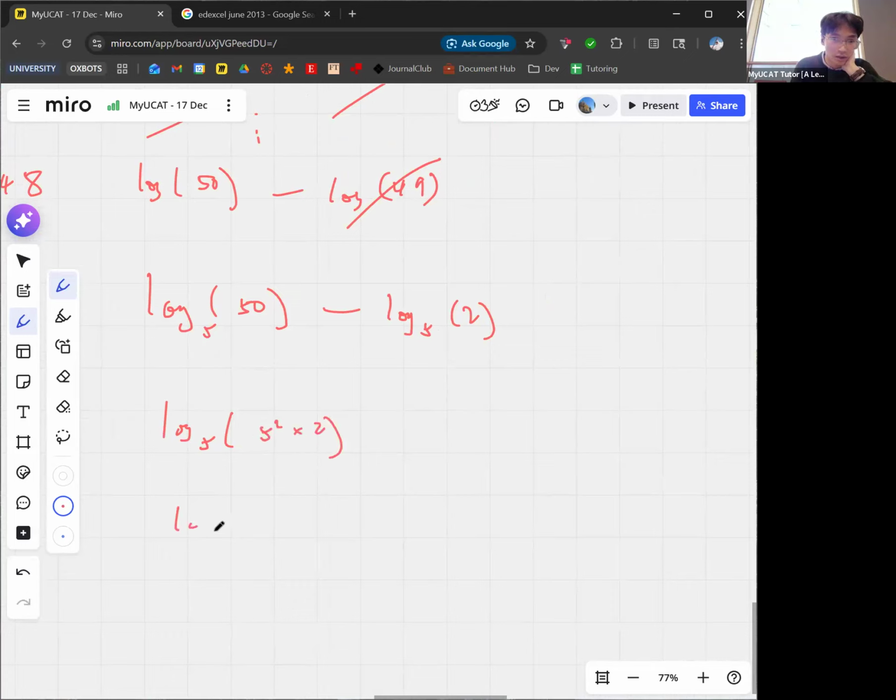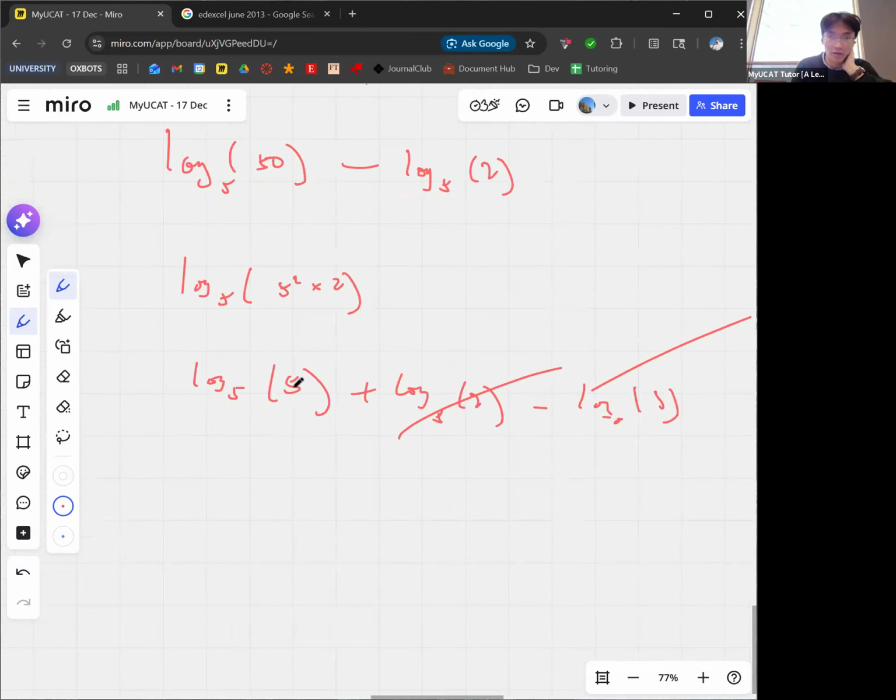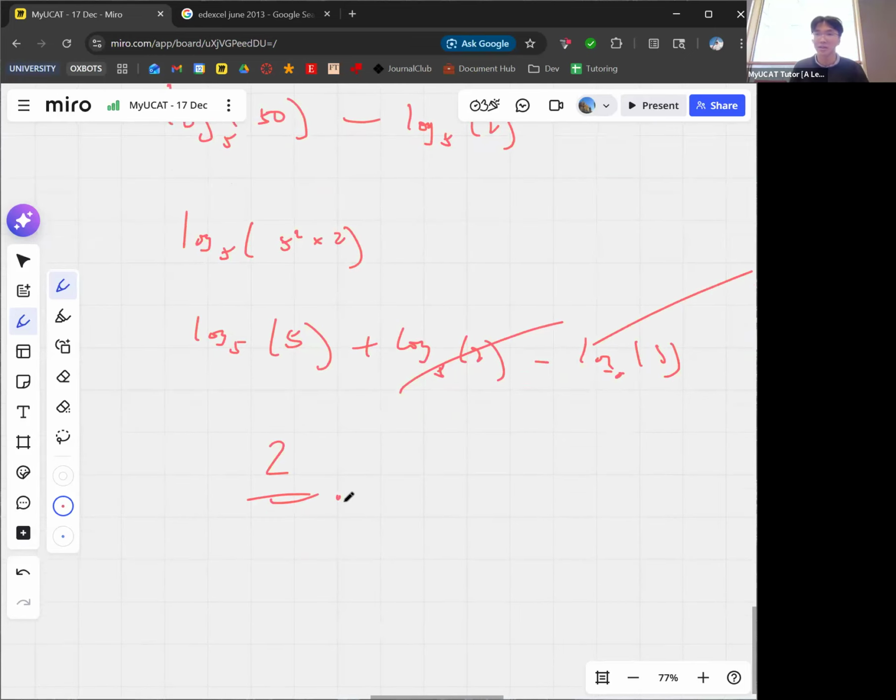So you can see this as log 5 of 5 plus log 5 of 2 minus log 5 of 2. These cancel out, and this becomes log 5 of 5 squared, which is just 2. So your answer is 2. There you go. That's how you do that question.